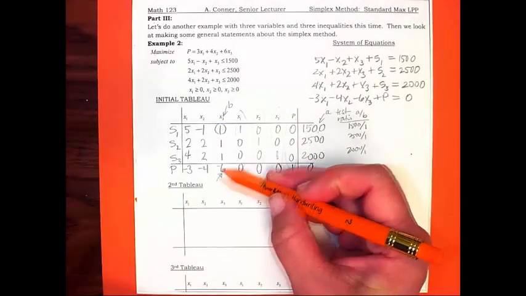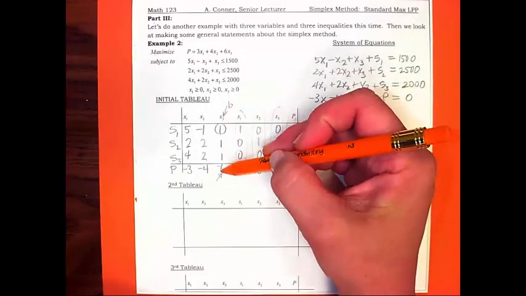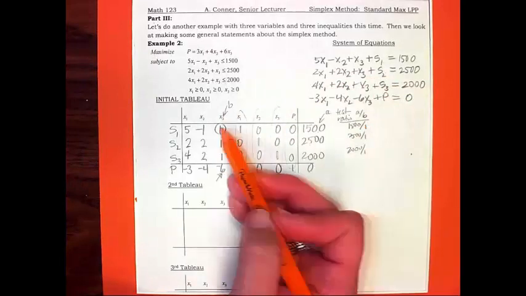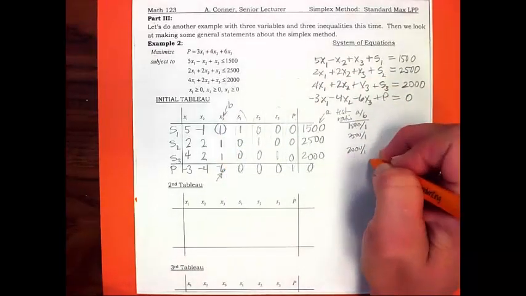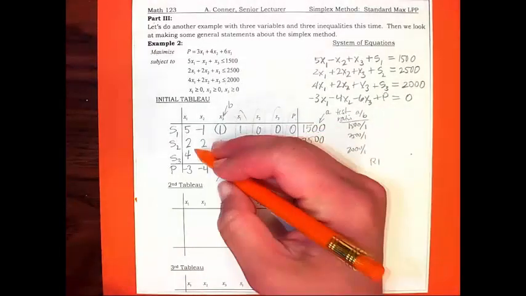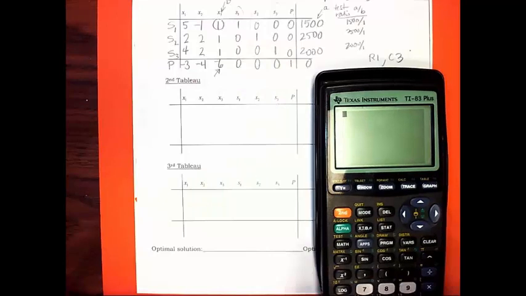So that corresponds to row 1. So the most negative broke it down to this column, and then the smallest ratio broke it down to this row. So we're going to pivot on row 1, column 3, when we do pivot A.